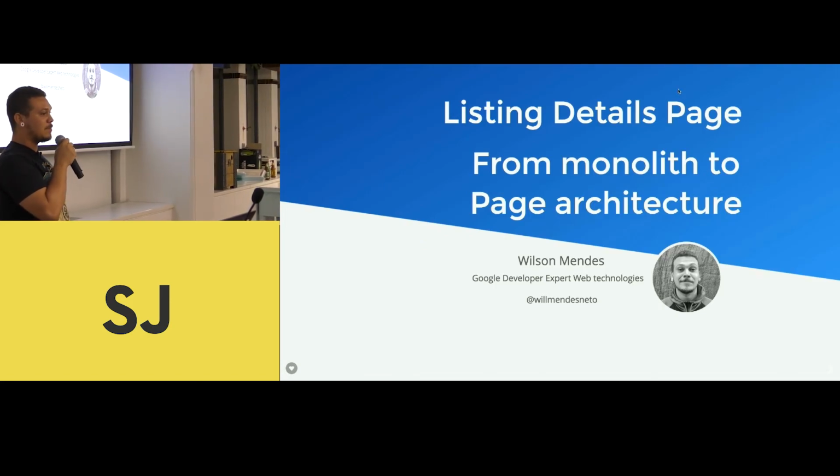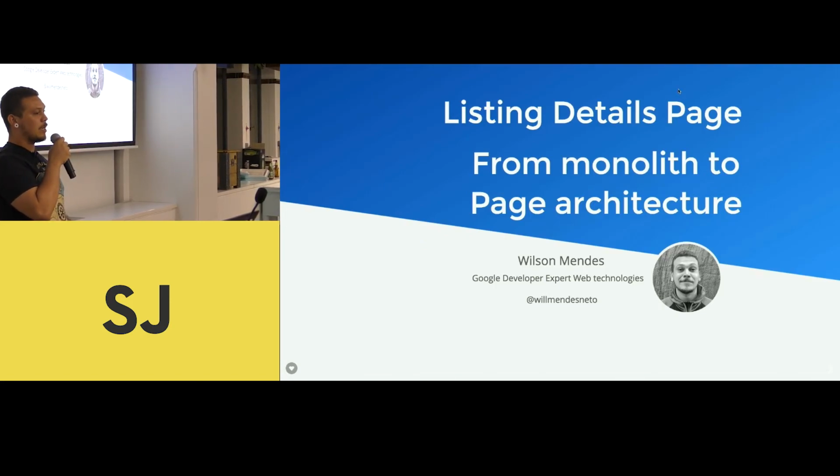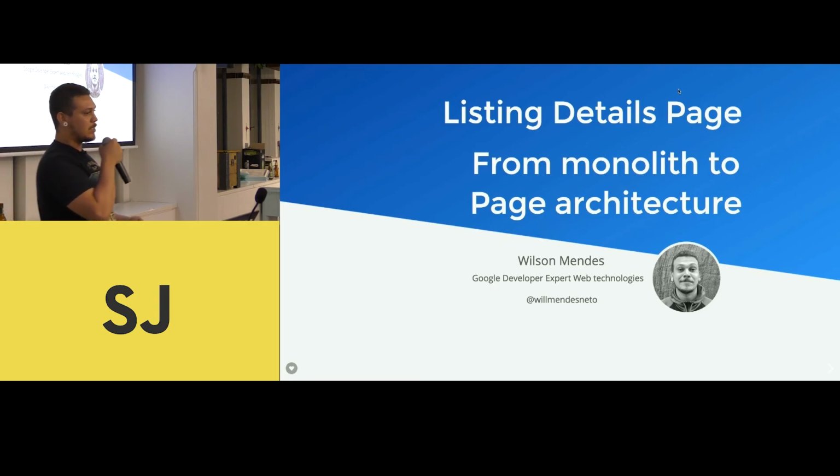I'm Google Developer Expert Web Technologies, and today I will talk about the list details page. There's a real scenario, as I already explained before, like how we use our components architecture, how we use atomic design and micro frontends in real life. How was this migration from monolith to a page architecture itself?